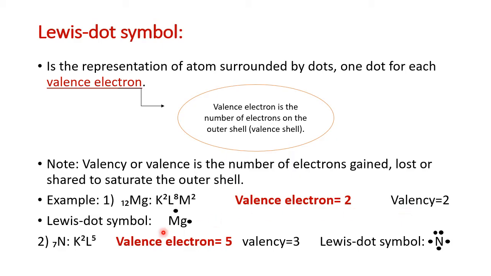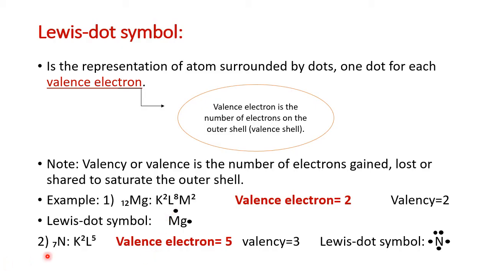The Lewis dot symbol represents Mg with the valence electrons represented by dots. We have 2 as a valence electron, so we put 2 dots, and always write the dots starting from here and continue in this direction.